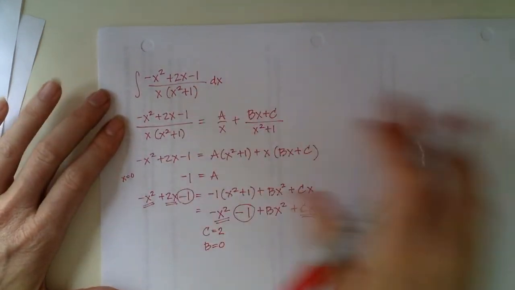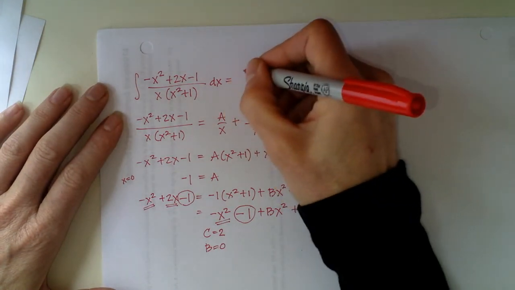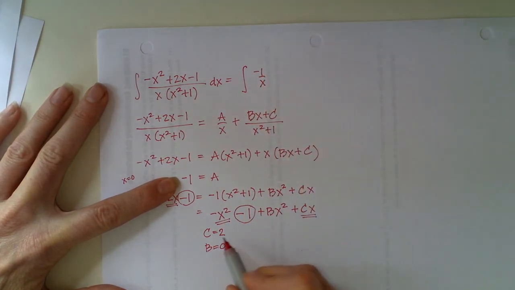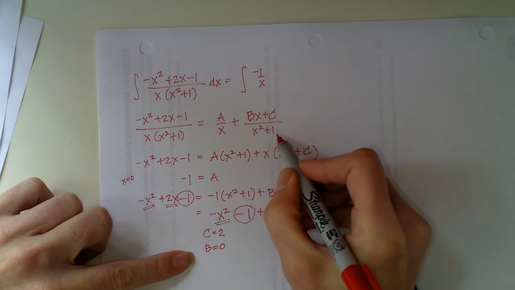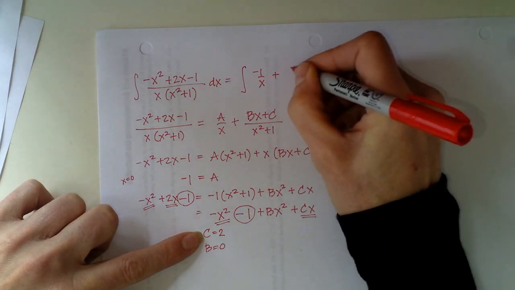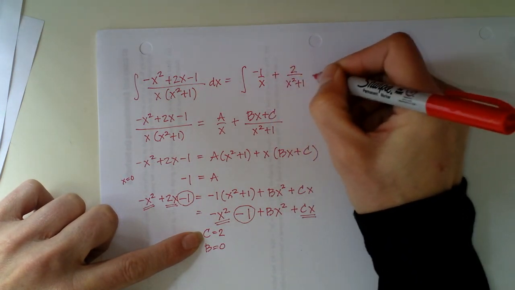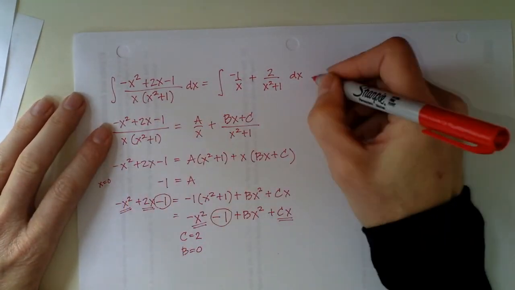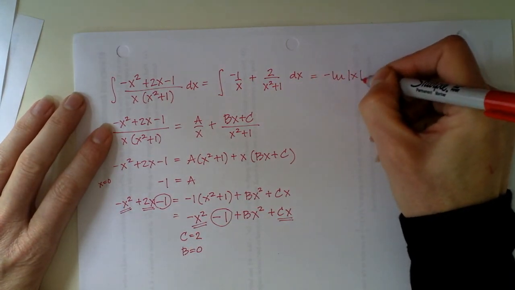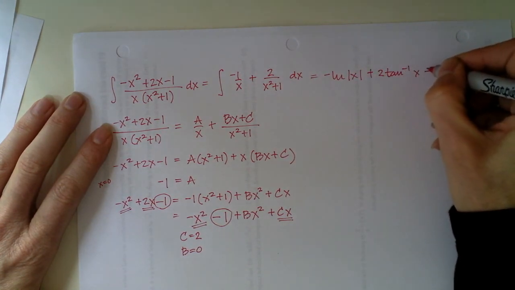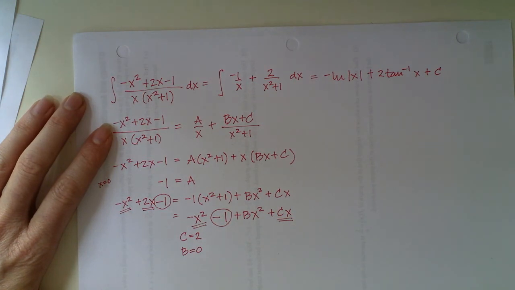So if I go back up to my original integral, this means that I can rewrite it as a over x, so that's -1 over x, and then for the x squared plus 1 denominator term, nothing for b, just c is equal to 2. Okay, and this is much easier to integrate than this thing is, and we just get negative log of x plus, do you recognize this? And there you have some examples of the method of partial fractions.